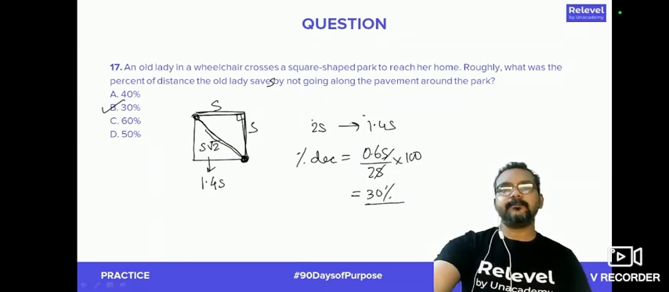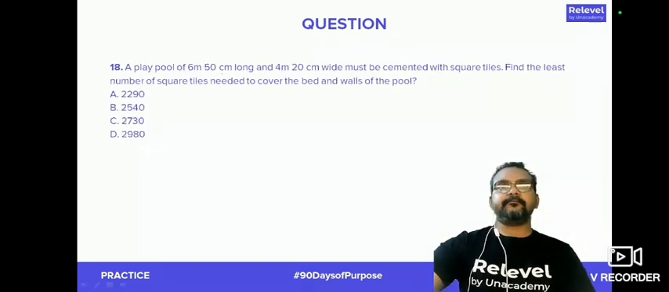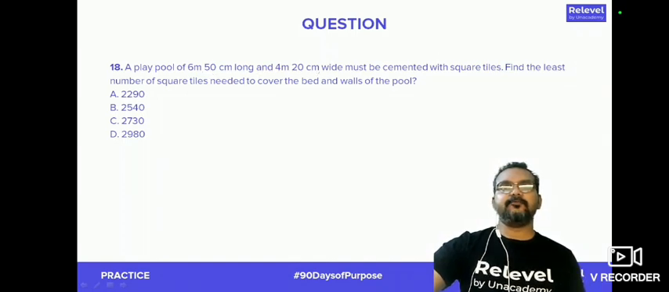So here, 18. A clay pool of 6 meters 50 centimeters long and 4 meters 20 centimeters wide is cemented with square tiles. So what is the least number of square tiles needed to cover the bed and walls of the pool? So let's convert everything to centimeters. So this is 650 centimeters and 420 centimeters.